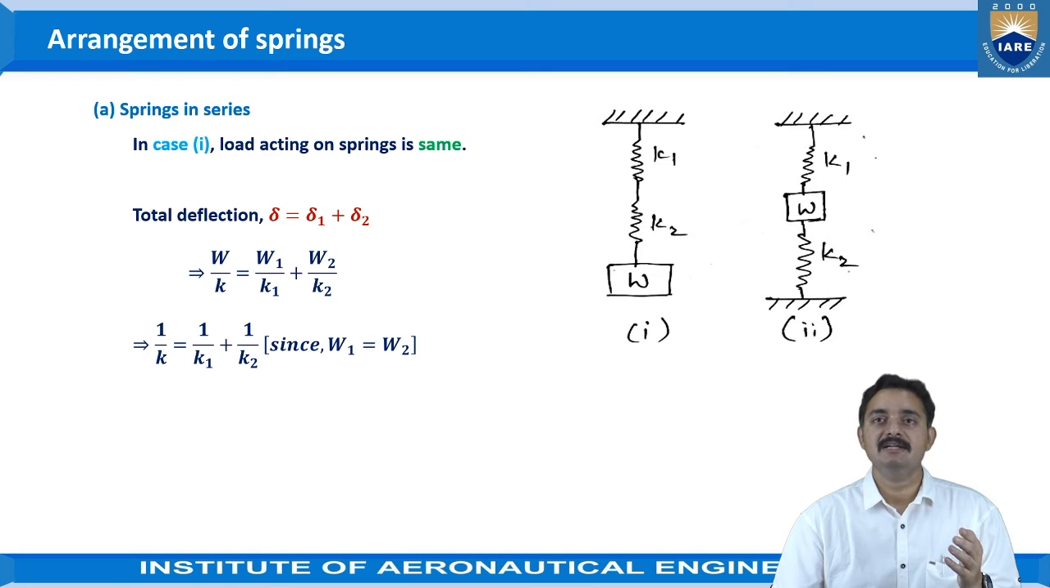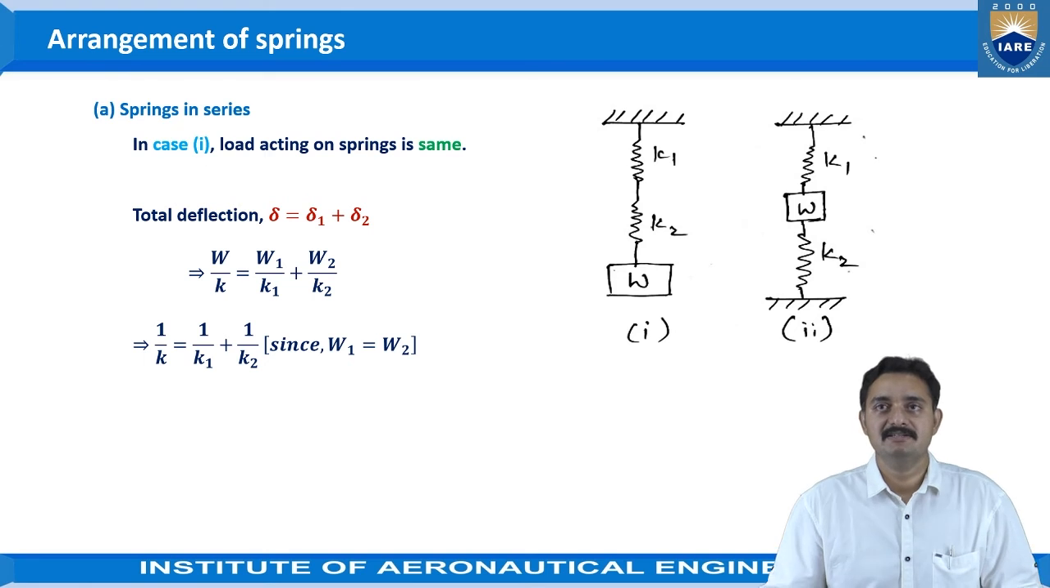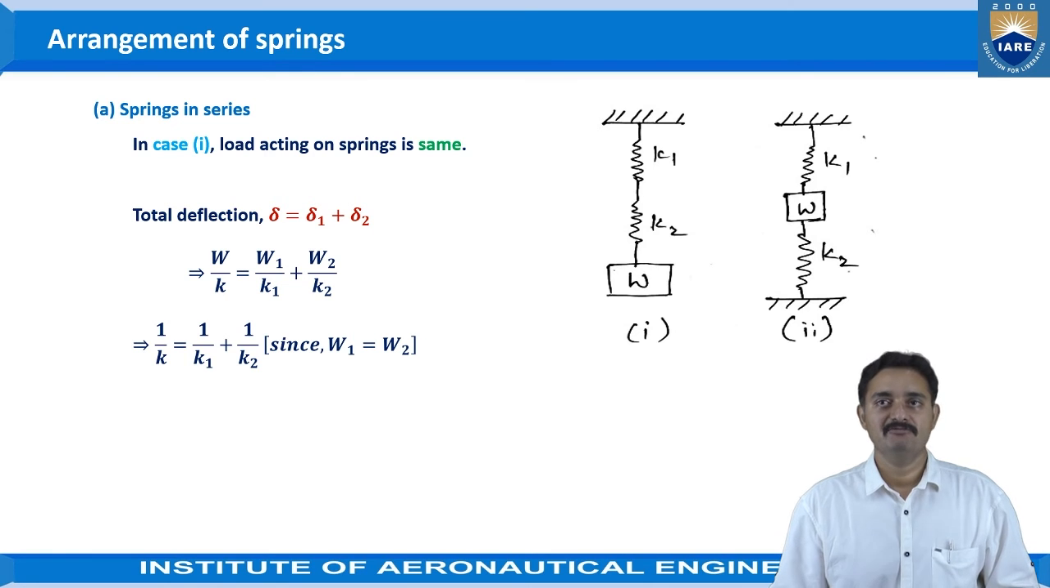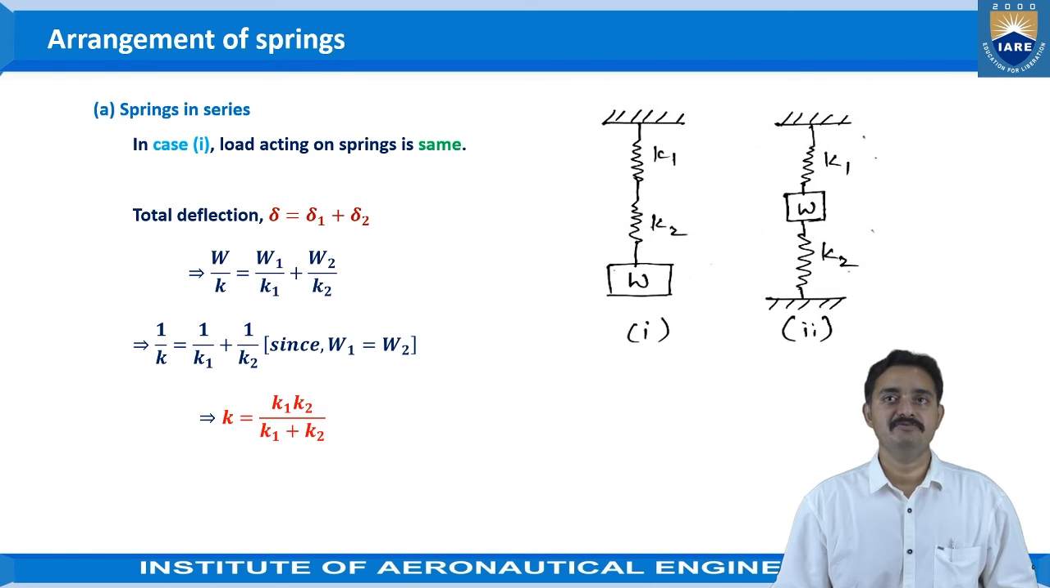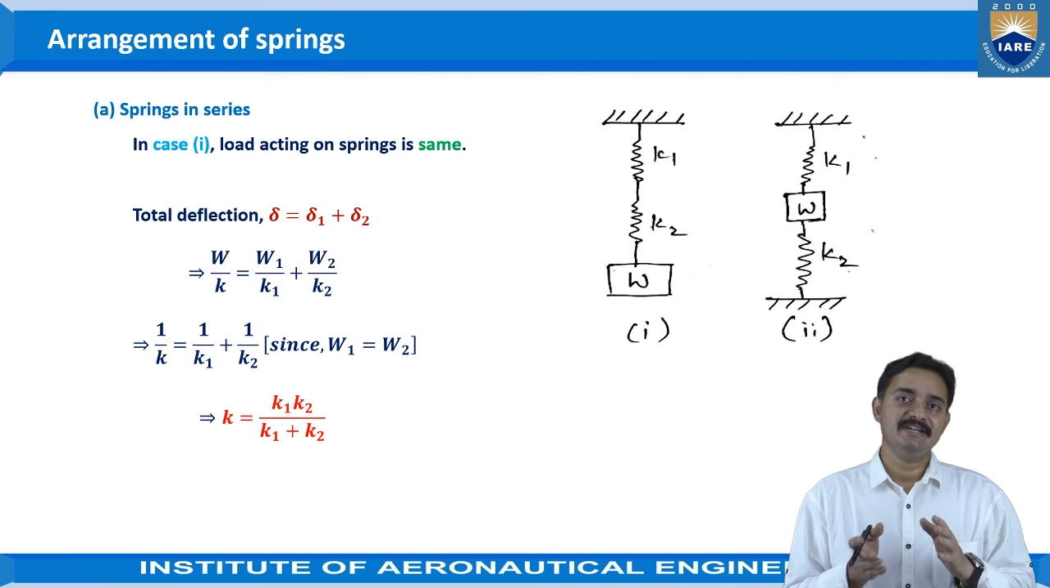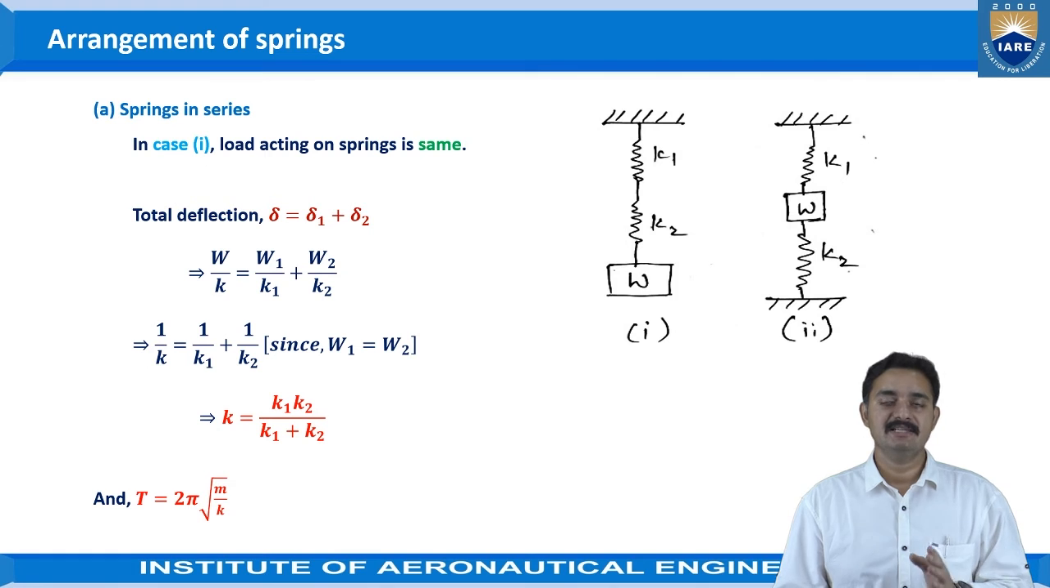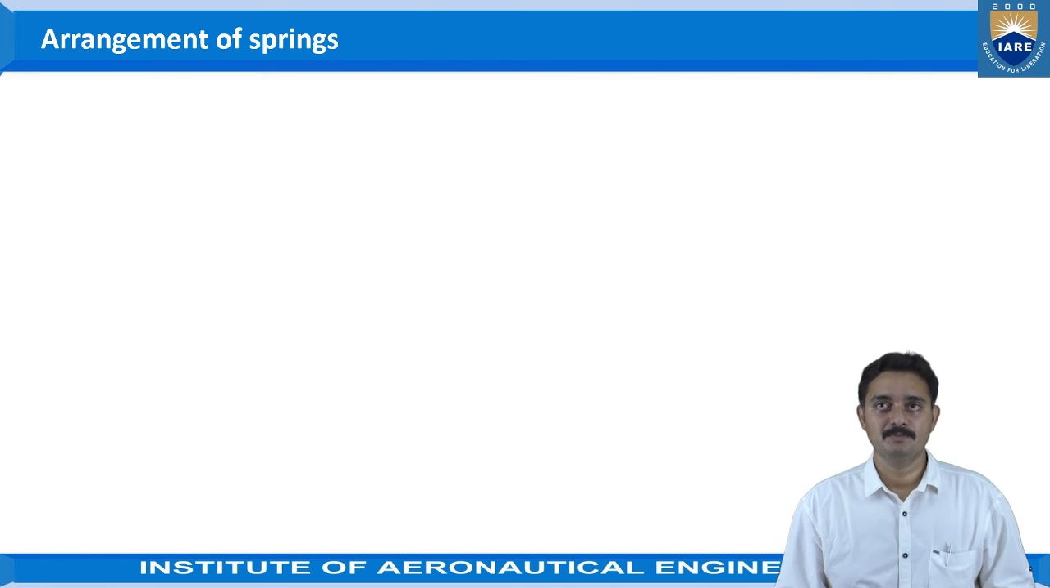Just now we have seen that the weight is acting the same on springs 1 and 2. That's why we can take W1 is equal to W2. Ultimately, we get 1 by K is equal to 1 by K1 plus 1 by K2. So we can write K is equal to K1 K2 by K1 plus K2. In the time period equation, we have T is equal to 2 pi under root M by K. In this, K is written as K1 K2 by K1 plus K2.